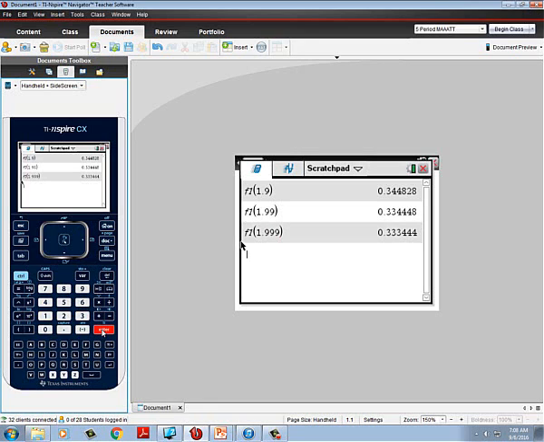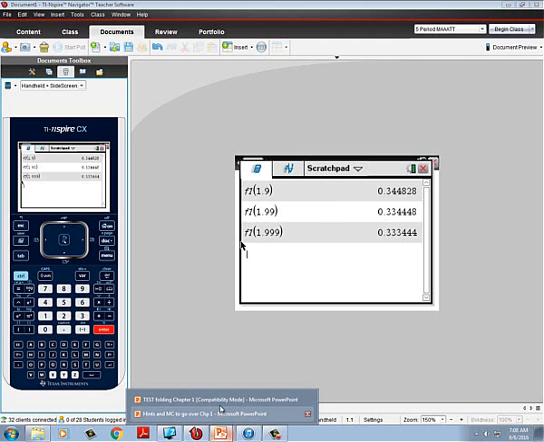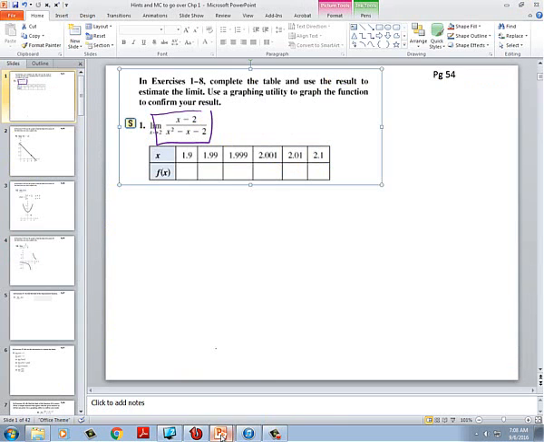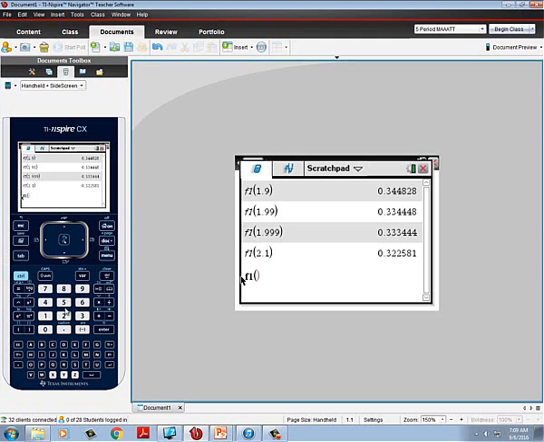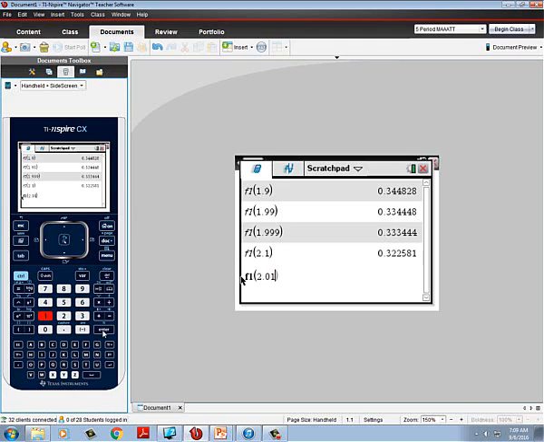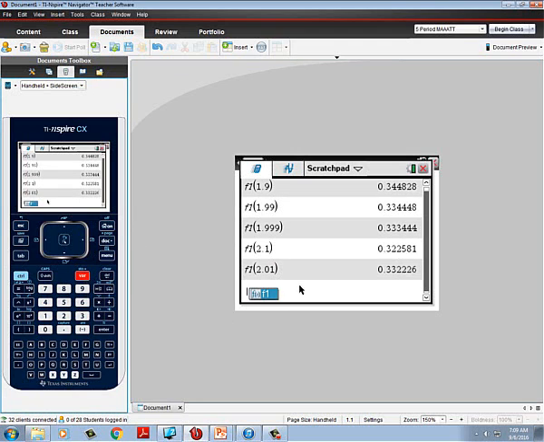1.999. Okay, and then it looks like I need to go from the other direction. What was I doing from the other way? All right, 2.1, 2.01, 2.001. Okay. So we've got var f of 2.1. I like to go from the outside sometimes. Var f of 2.01 and var f of 2.001. Make sure you can do that.